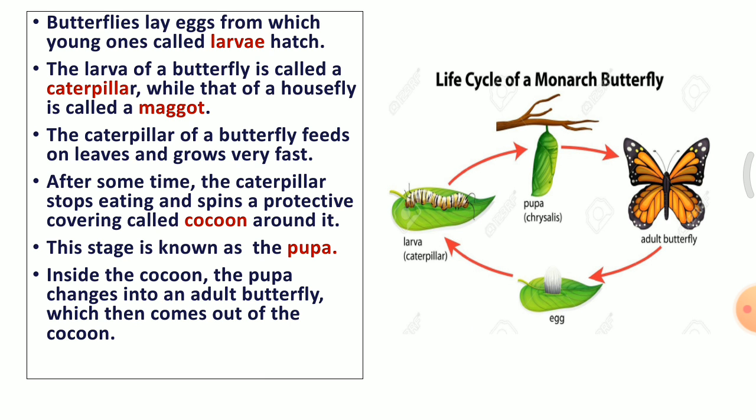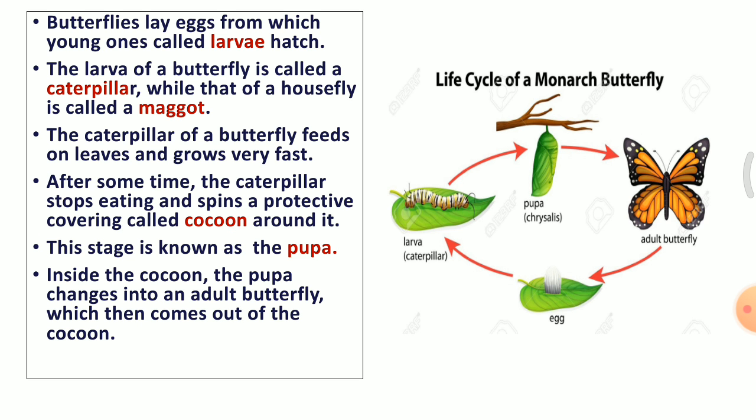This caterpillar eats leaves and grows very fast. After a few days, the caterpillar stops eating and spins a protective cover called a cocoon around it. This stage is known as pupa, P-U-P-A. Inside the cocoon, the pupa changes into an adult butterfly, which then comes out of the cocoon.